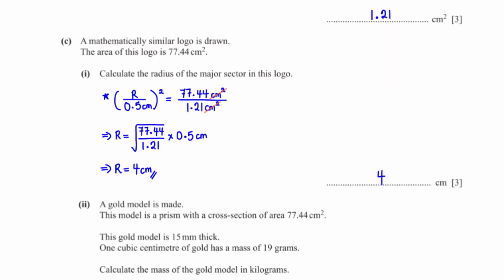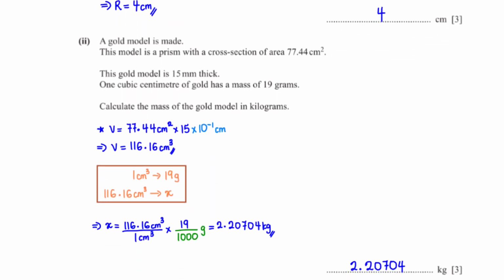A mathematically similar logo is drawn. The area of this logo is 77.44 centimeters squared. Calculate the radius of the major sector in this logo. For similar shapes, we know that the ratio of their areas must be equal to the square of the ratio of their corresponding sides. When we make big R the subject, this is what we get. When we type this into the calculator, we get 4 centimeters.